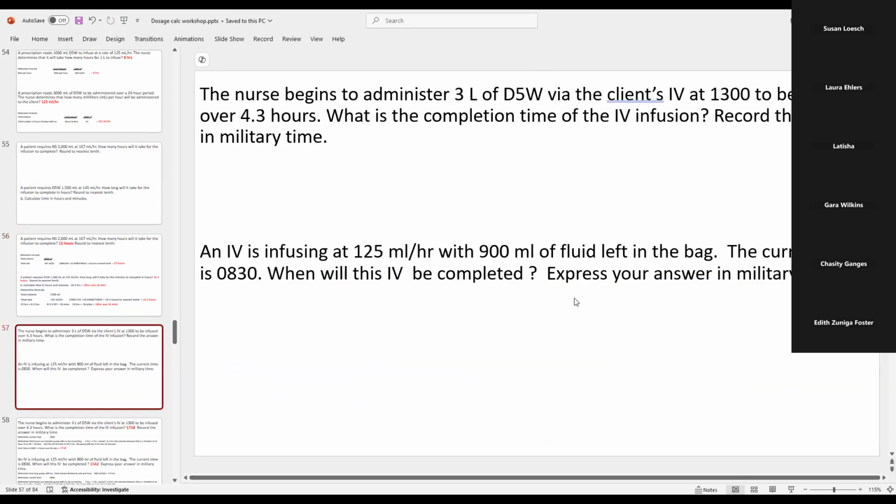Okay, so look at the next one. We're asking for the completion time, and you've started to administer 3 liters of the D5 at 1300. It's going over 4.3 hours. So you have to figure out what time it stops. So here you're going to have to calculate those minutes. And you have another one in the bottom. So let's see if you can do both of these.